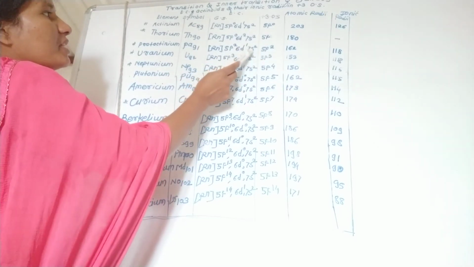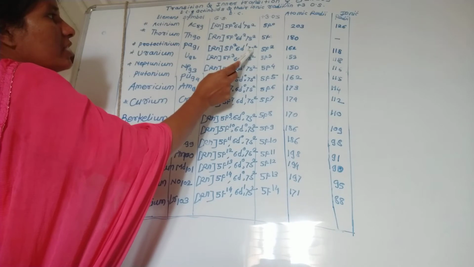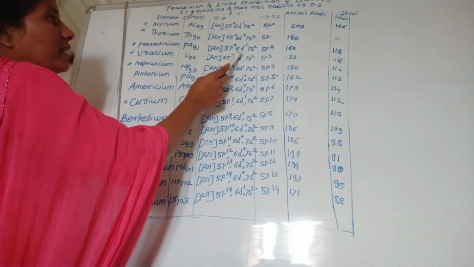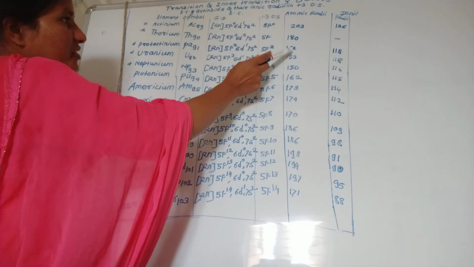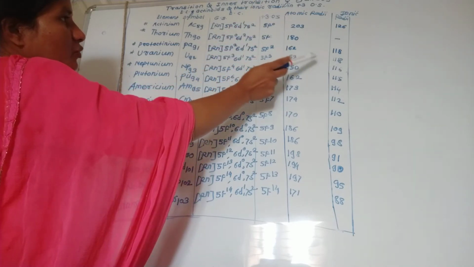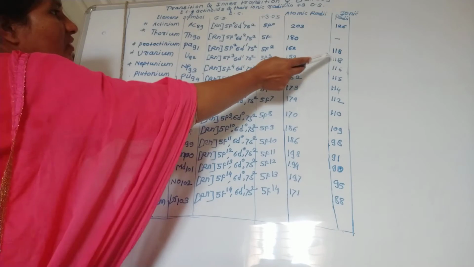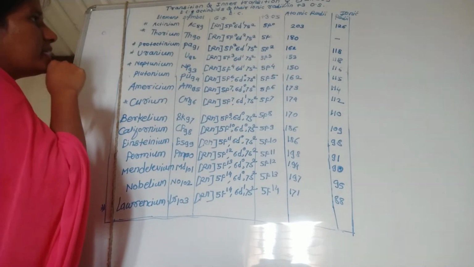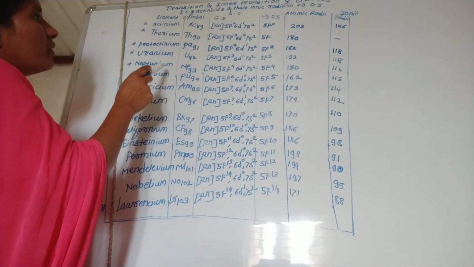It can show the +3 oxidation state. It can lose 2 electrons from the s orbital and 1 electron from the d orbital. That's why it can show the +3 oxidation state. Its atomic radius is 162 picometer and its ionic radius is 118 picometer.